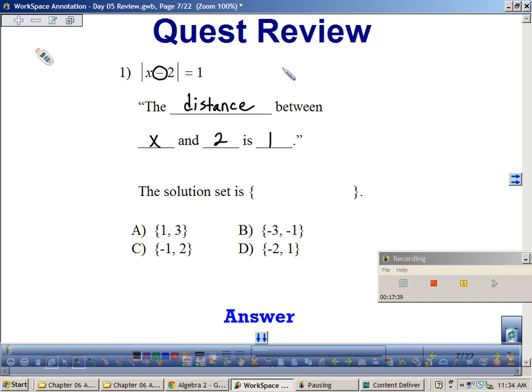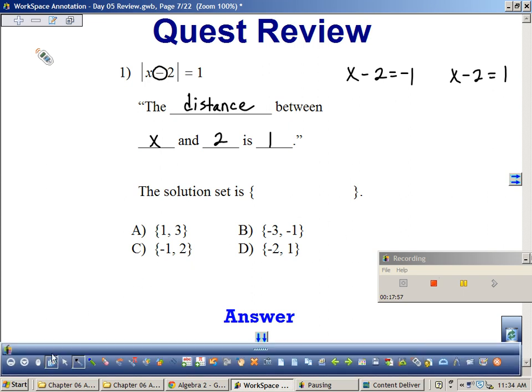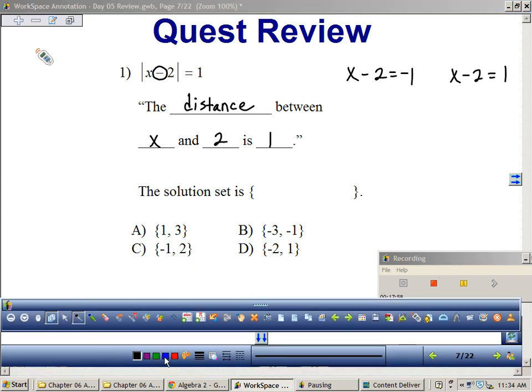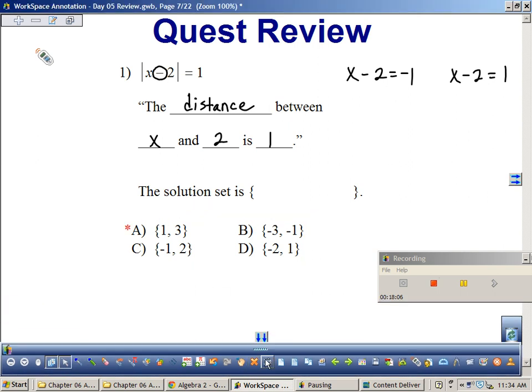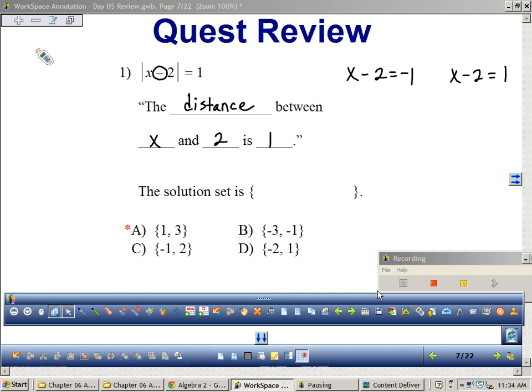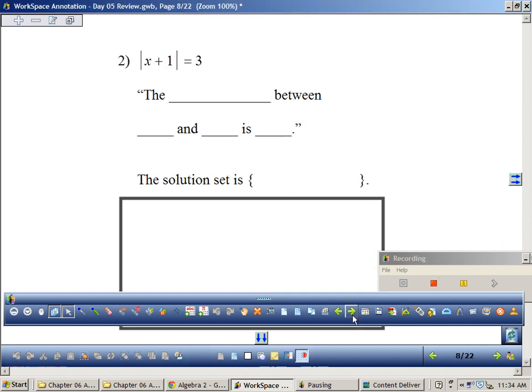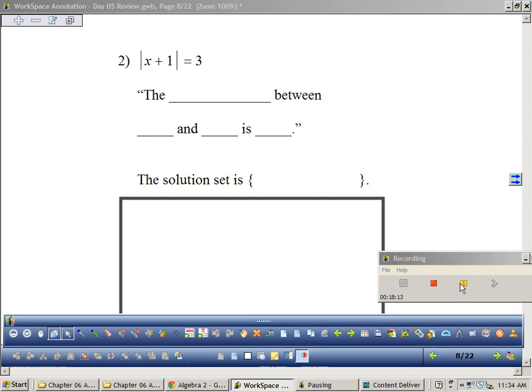All right, and so when I rewrite it, it's x minus 2 equals negative 1, and x minus 2 equals positive 1, correct? So I don't need to completely solve it, correct? You guys all got it right? So it's A. All right, let's do this one. Let me pause it.